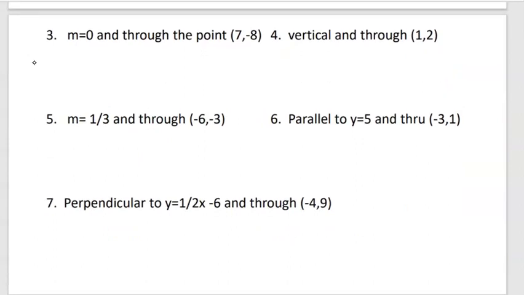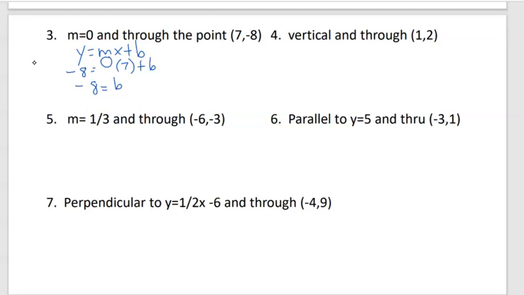Same directions to write the equation of the line. With number 3, we have a slope of 0 and passing through the point (7, -8). Go back to y = mx + b. The m is given to us to be 0. The y would be -8, and 7 would be x. And bring down the plus b. 0 times 7 is 0, leaving you just the plus b, or b.